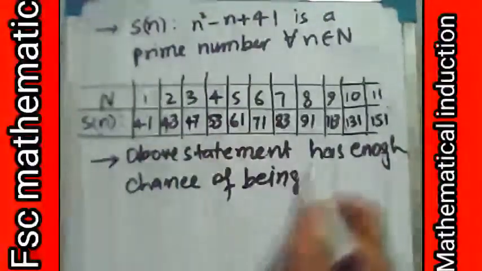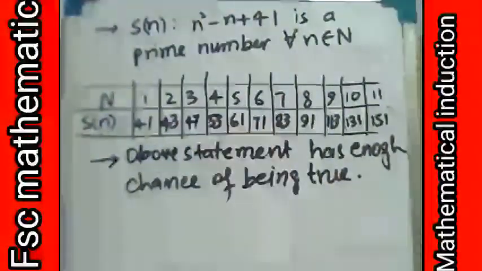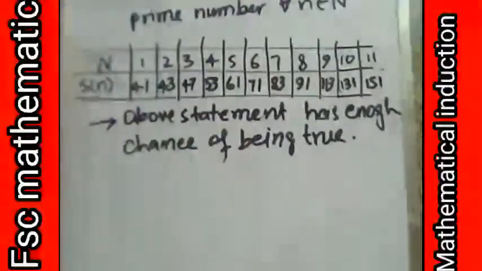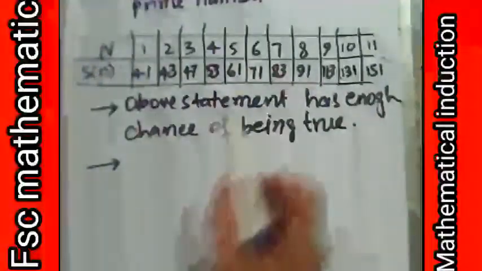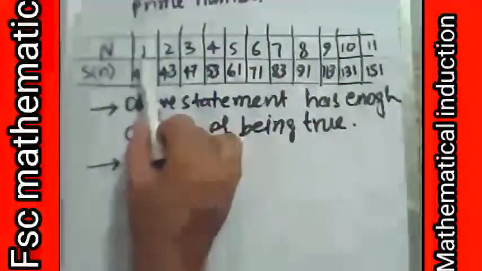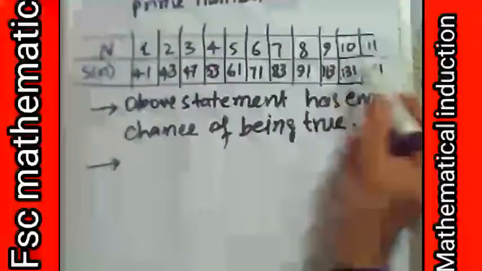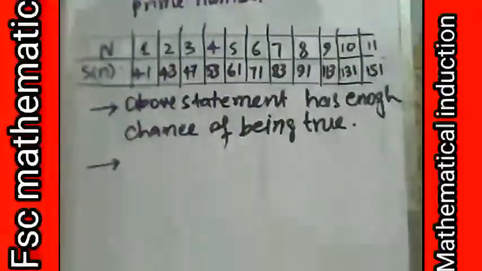Enough chance of being true, because whenever we substitute a natural number, it gave a prime number, which is the claim of the statement. It means the statement can be called true, but let us know another rule of mathematics. Mathematics calls these 1, 2, 3, 4, 5, 6, 7, 8, 9, 10, 11, 41 to 151 or even more specific cases. So what the rule is, these are specific cases and this is the general rule.